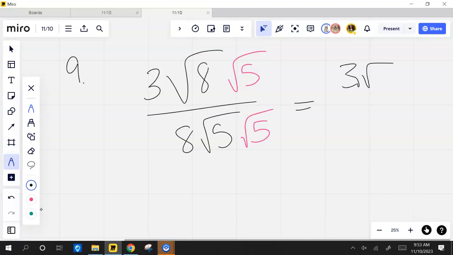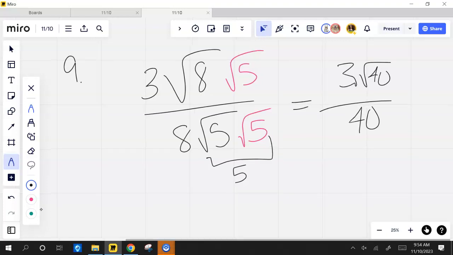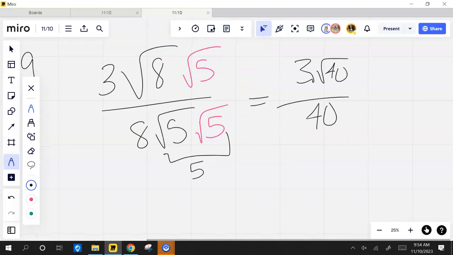3 root 40 over, this is just going to become 5, right? Over 40. Now that square root of 40, I can start to break up. I'm going to do 4 and 10. That's what you guys did. Square root of 4 is 2, and 3 times 2 is 6 root 10 over 40.